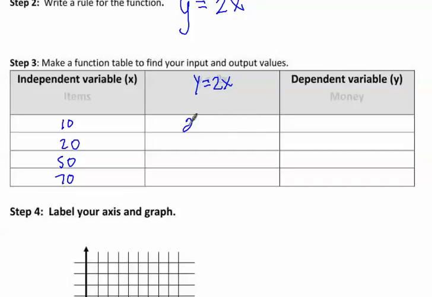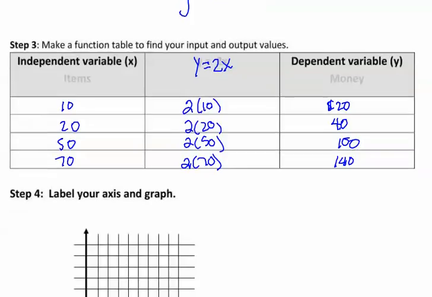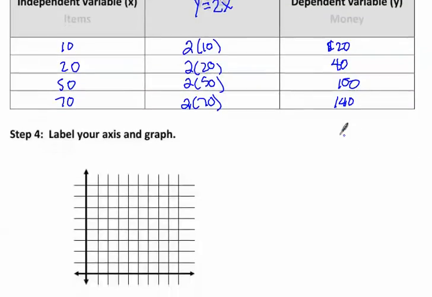So I'm going to plug this in. 2 times 10, I'd make $20. 2 times 20, $40. 2 times 50, make $100. 2 times 70, make $140. Now you have your x's and your y's. You can make a coordinate grid.